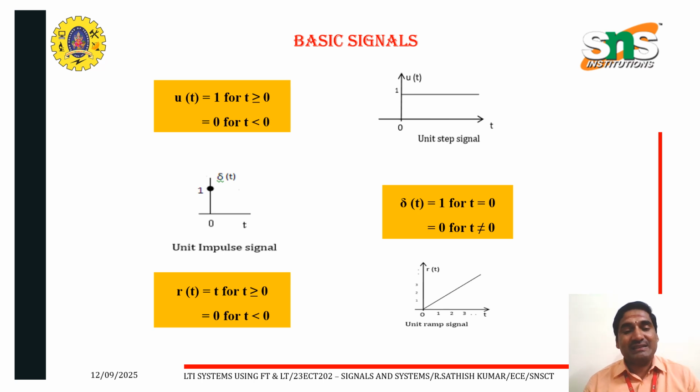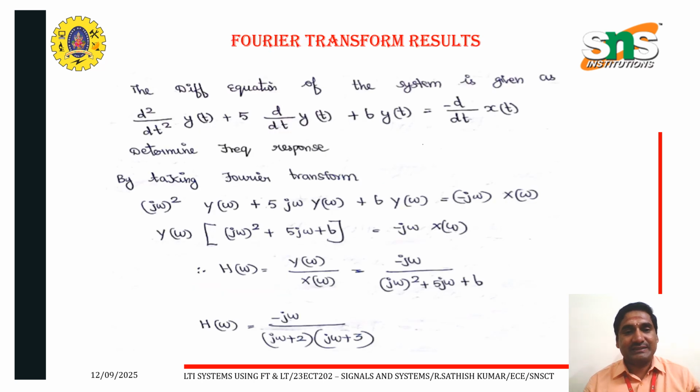These are the basic signals: unit step signal, impulse signal, ramp signal. U of t is equal to 1 for t greater than or equal to 0 for the unit step signal. Impulse signal is 1 for t equal to 0, and 0 for t not equal to 0. R of t is the ramp signal, equal to t for t greater than or equal to 0, and 0 for t less than 0. The graphical representation can also be given for basic signals.